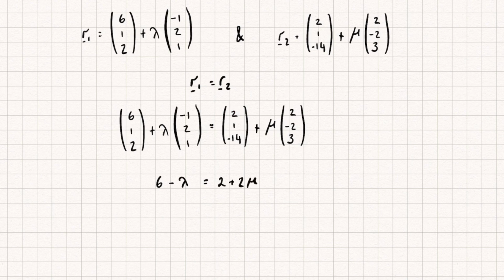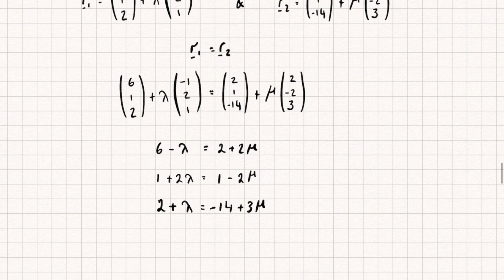We can then do the same for our y coordinate because we also want that to be equal, so we're going to get 1 plus lambda multiplied by 2 for the line R1, so 1 plus 2 lambda. And for our second line, we're going to get 1 plus mu multiplied by -2, and so we're going to get 1 minus 2 mu. And we're going to do the same for the z coordinate, so we get 2 plus lambda is equal to -14 plus 3 mu.